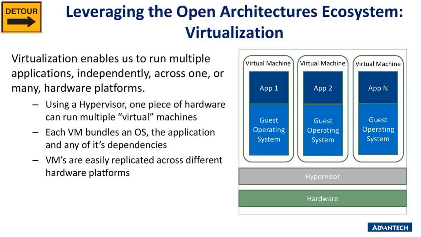Essentially, what a virtual machine is: we're taking one piece of hardware, one computer, whether it's an edge device or a server, and we're running some special software on top of that called a hypervisor. Then we can create multiple virtual machines in that one box that are really isolated from each other. Every virtual machine bundles an operating system, the application itself, and any of its dependencies together. That makes virtual machines really easy to replicate across different hardware platforms, or to create many replicated applications.